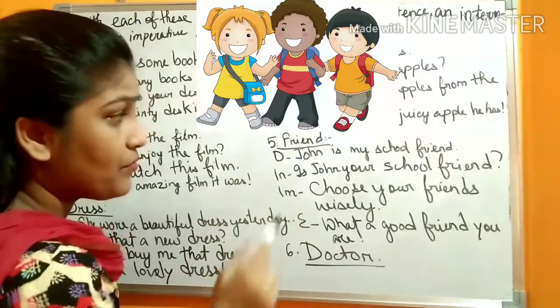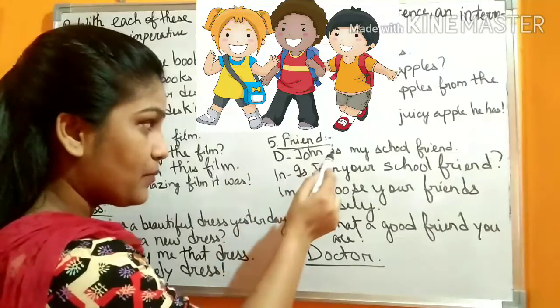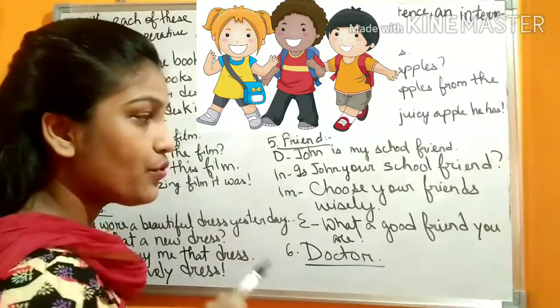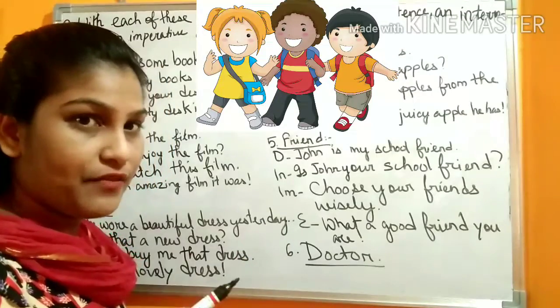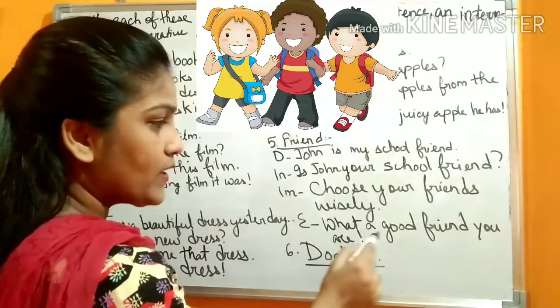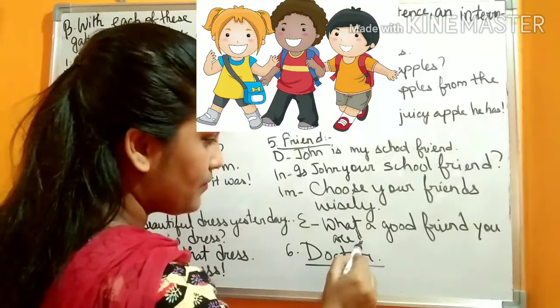Now, number 5, friend. For declarative, you can write John is my school friend. Interrogative, you can make from this only: is John your school friend? Imperative, choose your friends wisely. This is an advice. Okay. Exclamatory, you can write what a good friend you are. Give an exclamation mark. Okay.